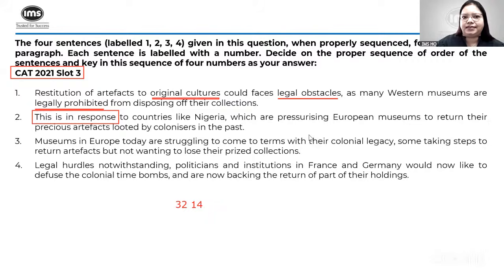So this is an instance. It explains the struggle that they are facing. And 1 and 4 talk about how they might have to face legal hurdles. Despite the legal hurdles existing, there are a lot of statesmen, politicians, institutions that are actually backing this return. Correct? Can be a little challenging, but I'm really pleasantly surprised to see that all of you got this right.